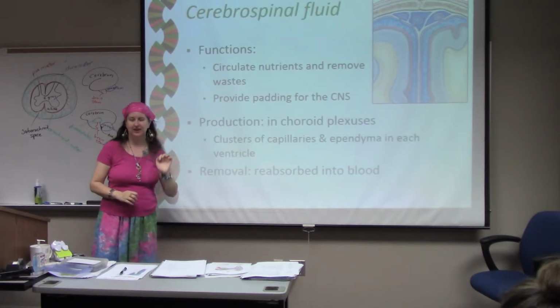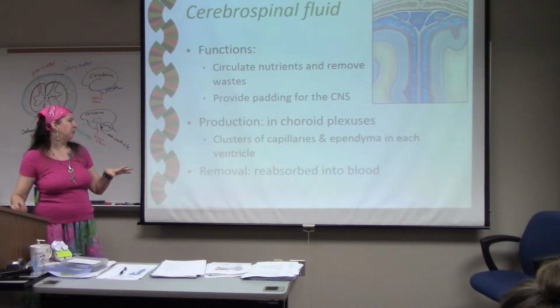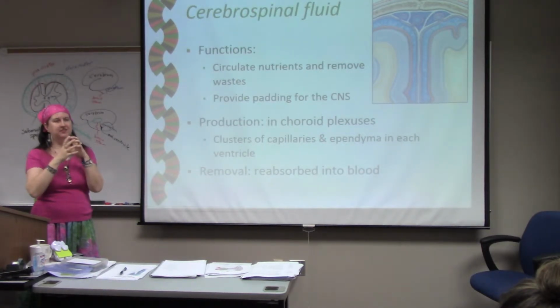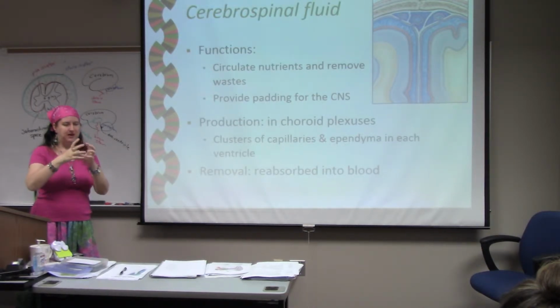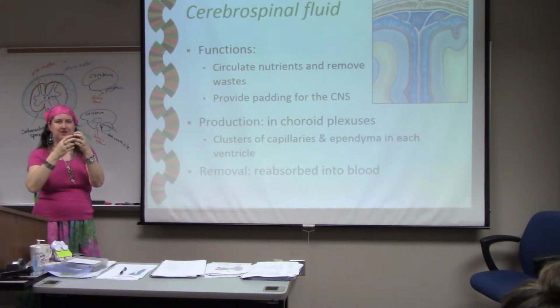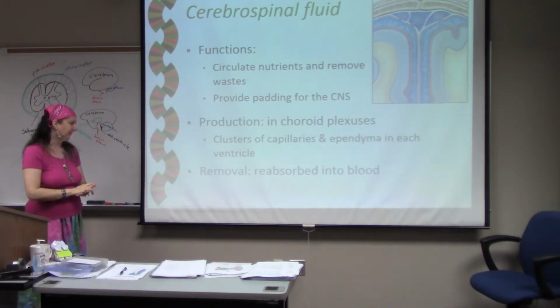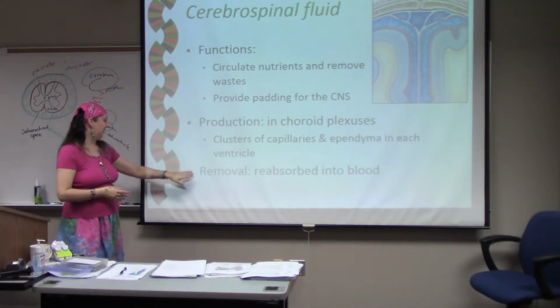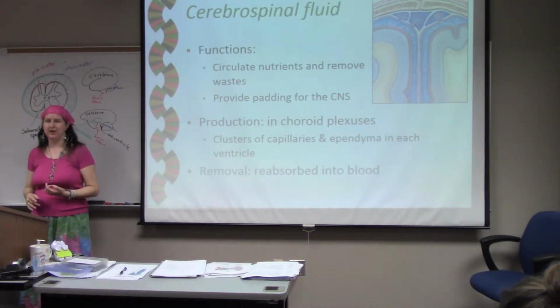CSF is produced in areas called the choroid plexus. There's one in each ventricle, and it's a cluster of capillaries and ependyma. The ependyma take the right stuff out of the capillaries and secrete it into the ventricle. And then CSF is reabsorbed into the blood, taking the wastes with it.